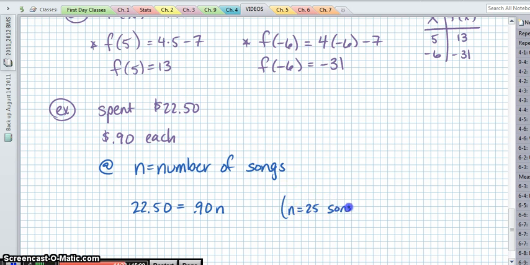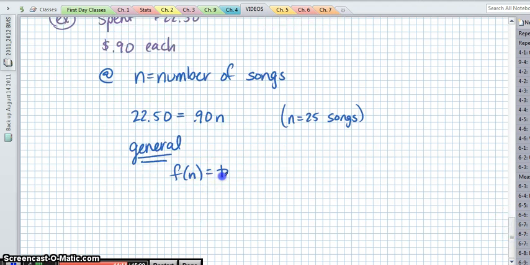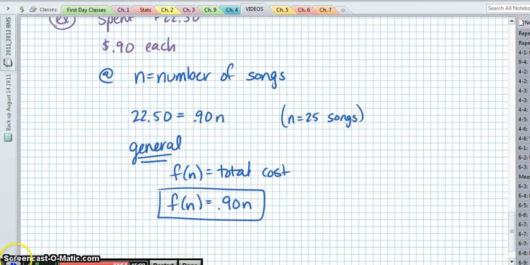That just gives us one particular answer to this one situation. However, we want to write a general equation using f of n. In this case, we're using f of n because I'm using the variable n. It turns out that 90 cents times any number of songs will give us our total amount. So if f of n represents the total cost, whatever it might be, I could say that f of n is equal to 0.90n, or just 0.9n. And that is my general equation. Again, what's great about general equations is that we can use them to find other pieces of information.